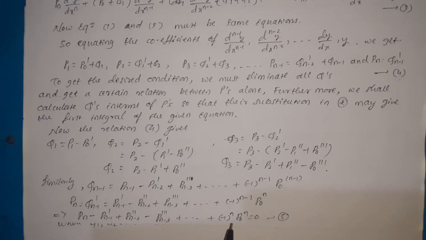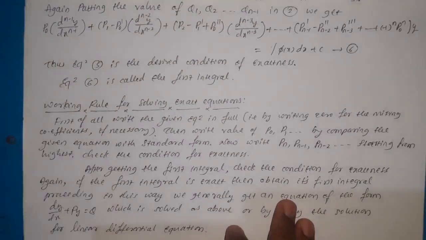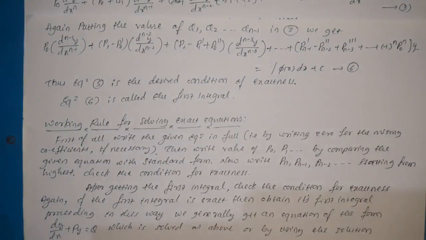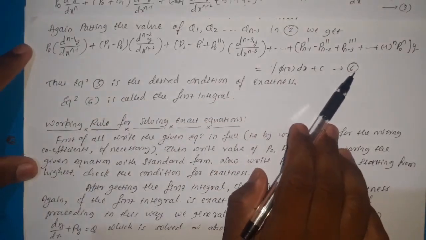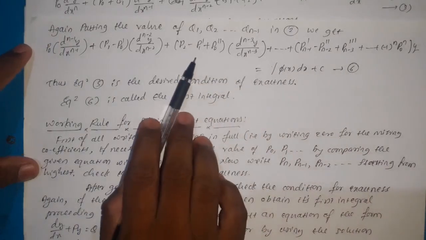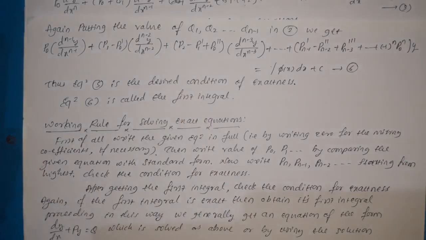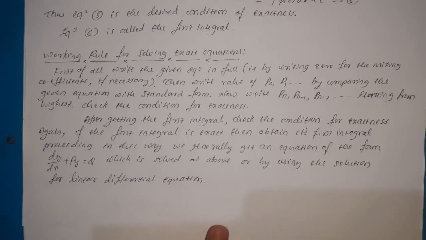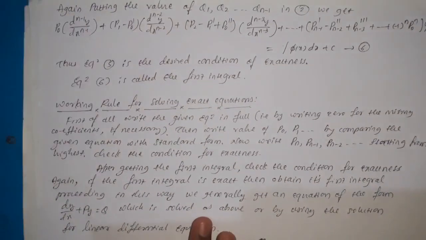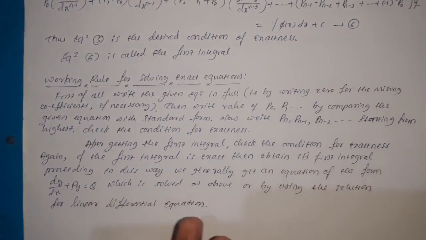Then if this equation is exact, substitute all those terms in the second equation. After substituting in the second equation, it will become like this, and it is the sixth equation. This equation is called the first integral of the given differential equation. Then how to solve the exact differential equation?